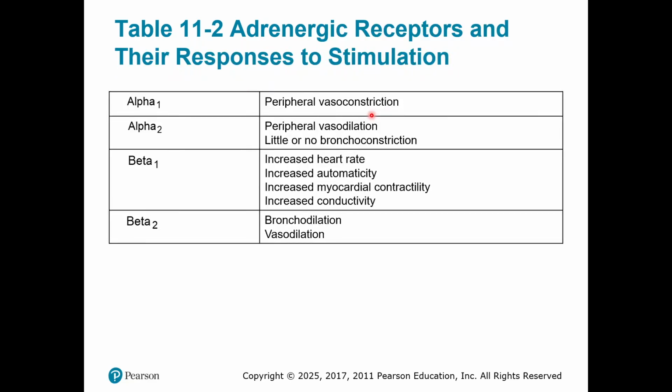So here's where you're going to give epinephrine, and it's going to cause those vessels to constrict, and that's going to allow for what? For more blood to get to the right side of the heart, hopefully quicker, and increase blood pressure. A2, we don't really worry about too much, y'all. It's a peripheral vasodilation, little or no bronchoconstriction. So A2 is usually not a problem.